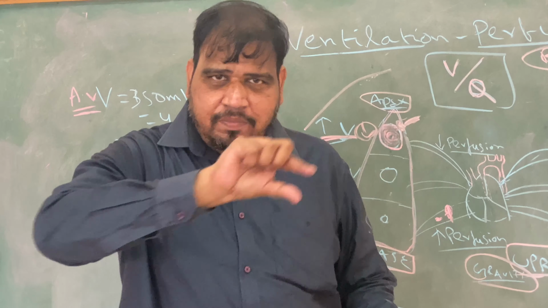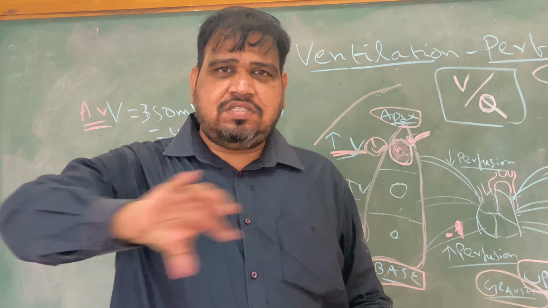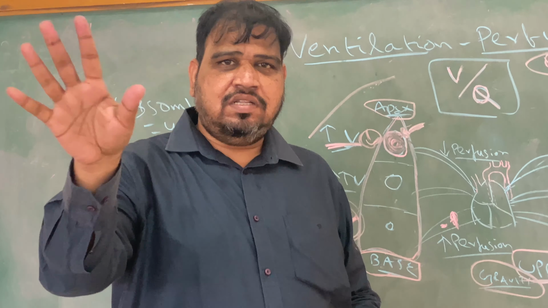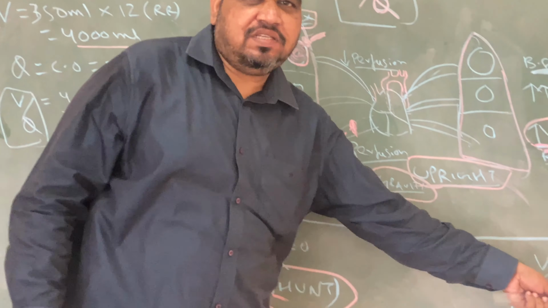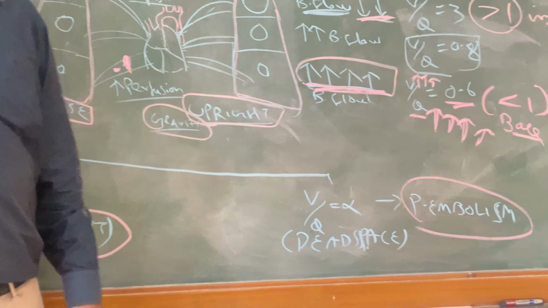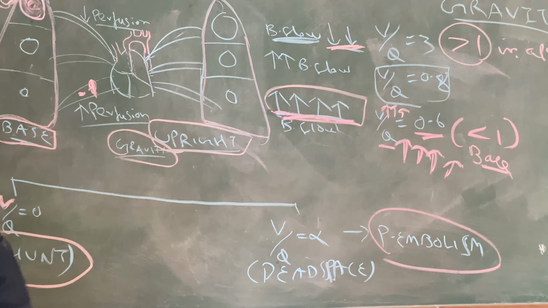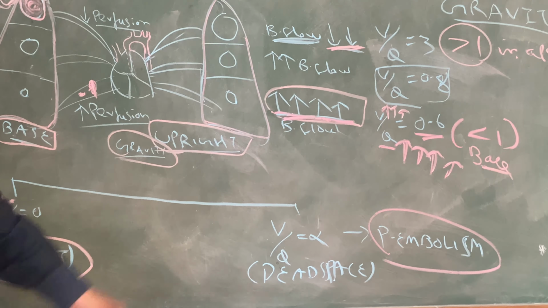Oxygen can be taken only by the flowing blood. But when the blood flow itself is not there, that oxygen is wasted. That we call dead space. Dead space means oxygen is present but not utilized, which is seen in pulmonary embolism.